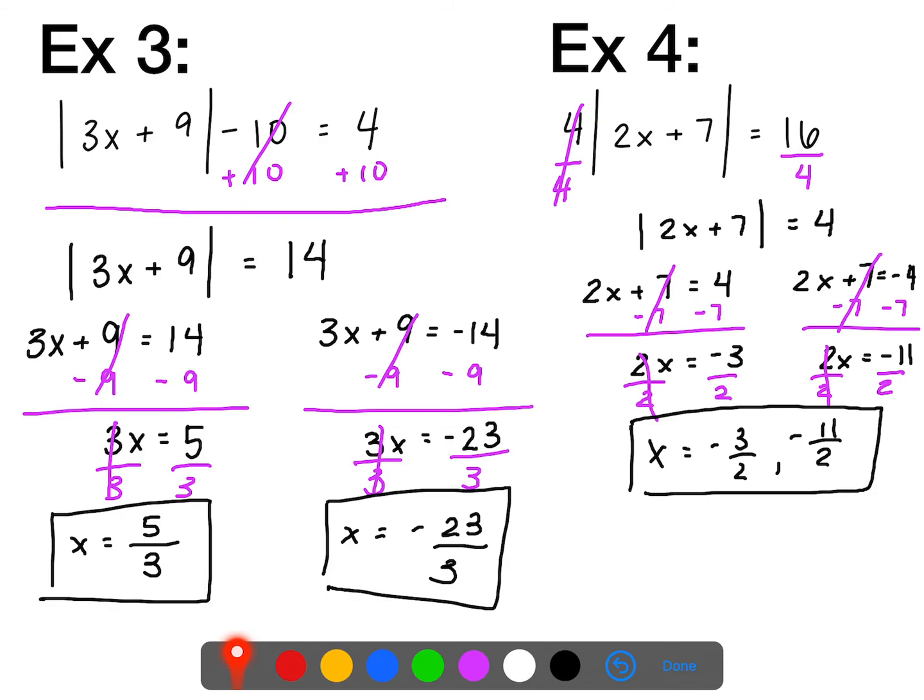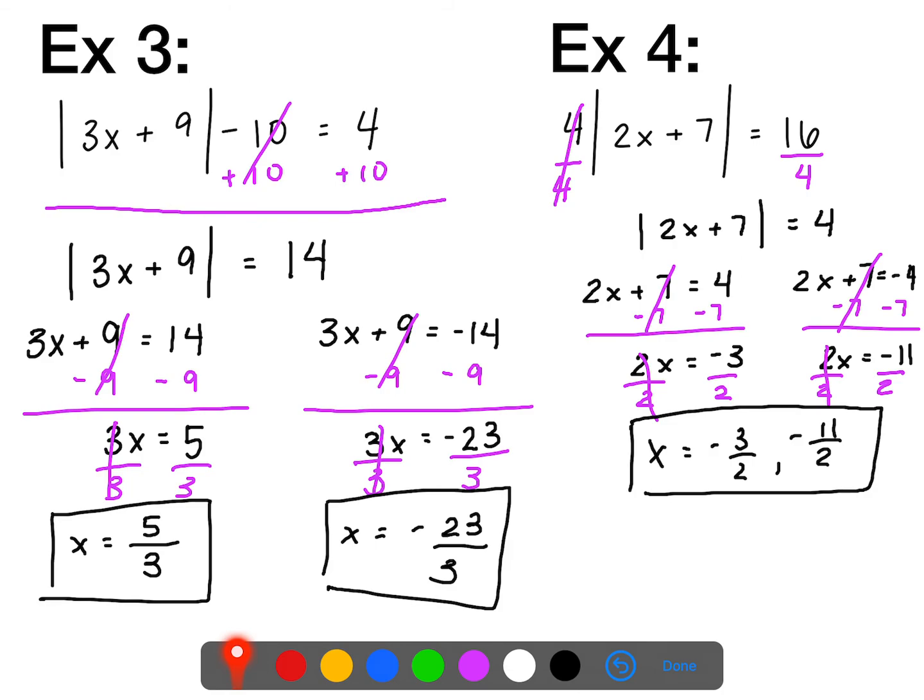What do you think? It's not bad? It's pretty easy. Yeah, it's just weird setting up the two, right? Yeah.